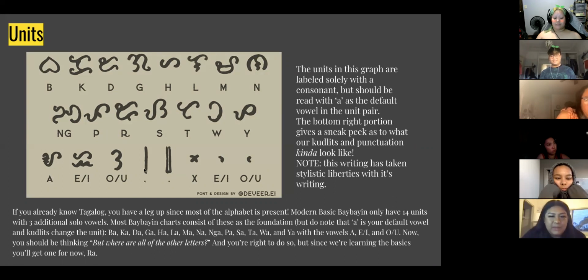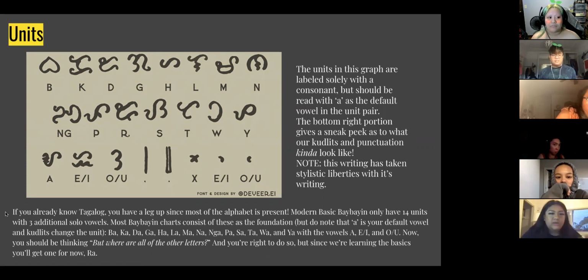Here it gives you some punctuation. So one line following a Baybayin sentence is a comma, but two lines following would be considered a period. This cross right here would be put underneath a unit to kind of signify that there is no default A following the consonant. So say that this cross was underneath a T, it would be read just as T, and then on and on, but I'll explain the kudlits in a second.